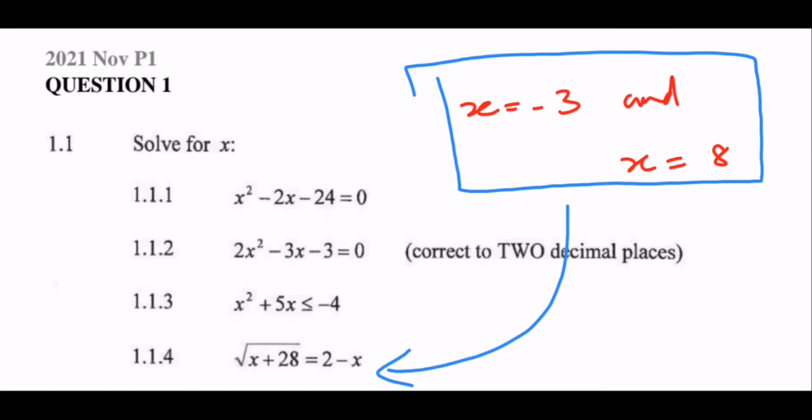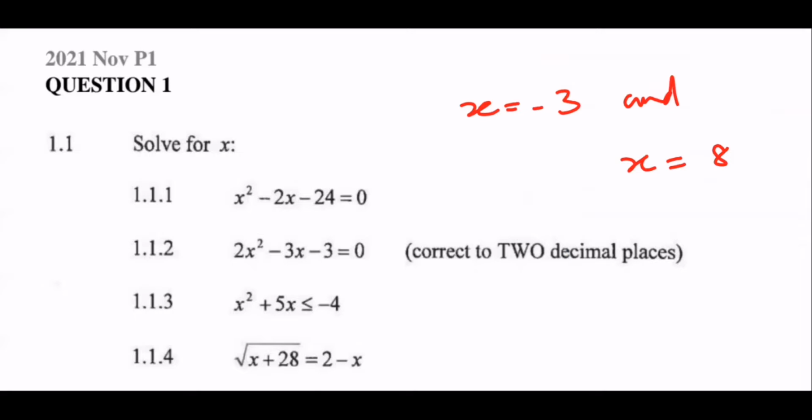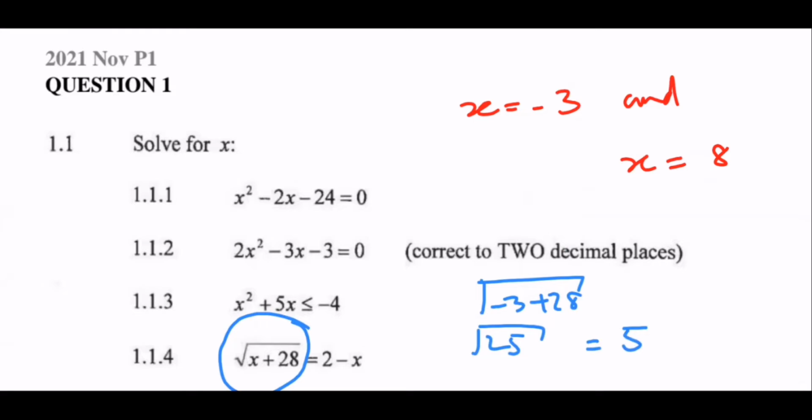Because for this third equation, only one of those solutions will be viable. The other one, not. So let's check which one is correct and which one doesn't work. If I substitute x with negative 3, okay, so now let's take this left-hand side and substitute x with negative 3. So that's going to be negative 3 plus 28, which is 25. So the square root of 25 is equal to 5. Okay, so we have the left-hand side, which is equal to 5.